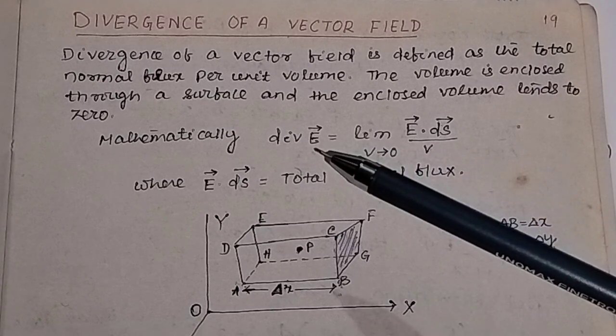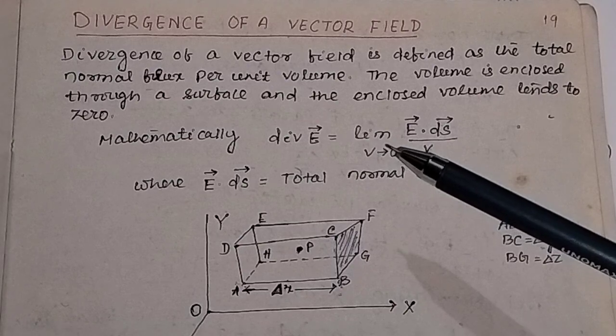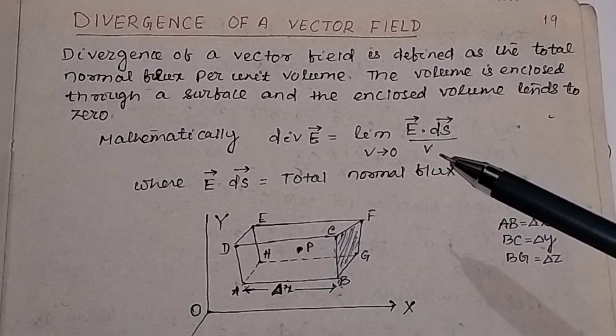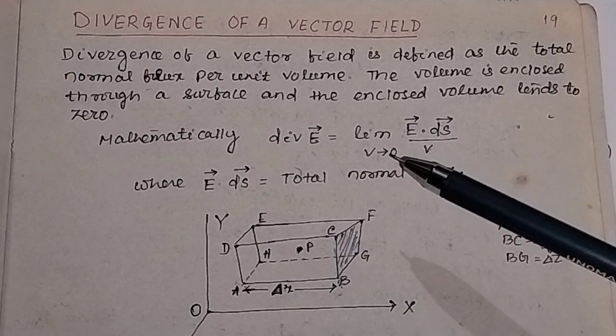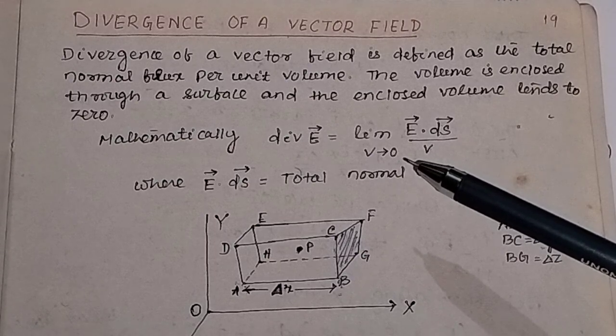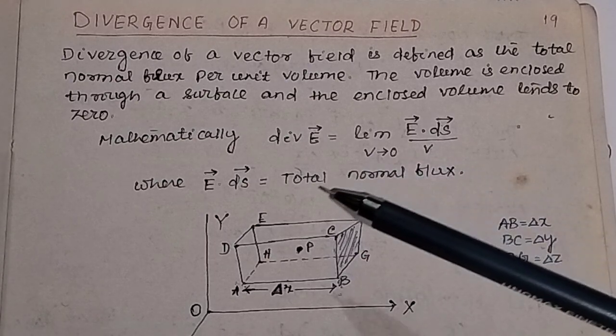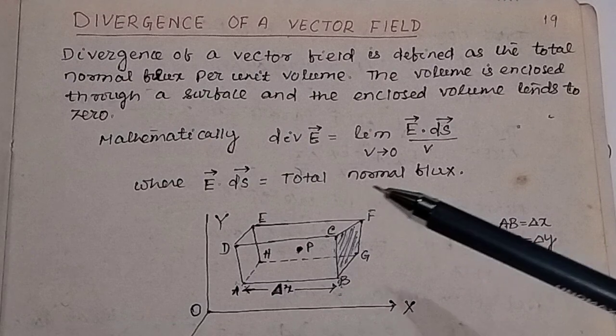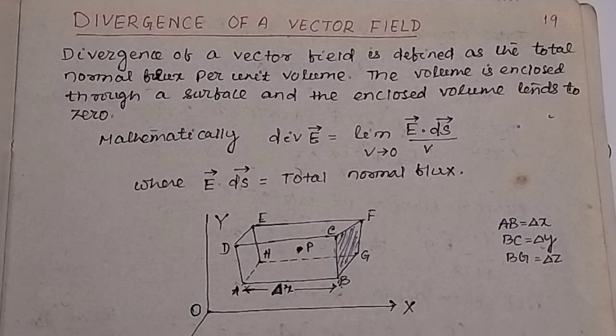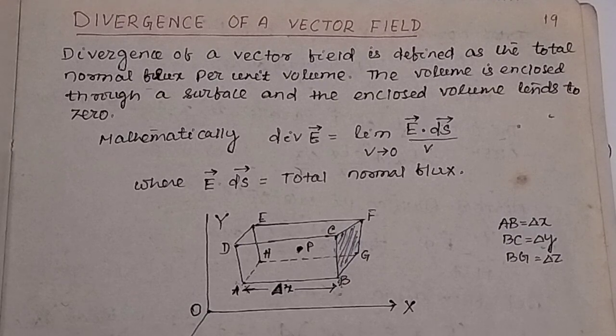Mathematically, we write divergence as div E, that is equal to the limit of ∮E·dS divided by V as V approaches 0. And we know E·dS is the total normal flux. Now we will calculate what is the total normal flux.